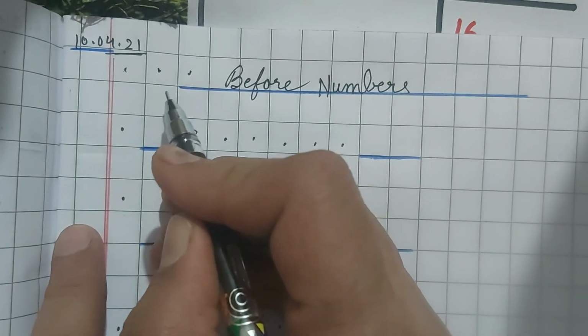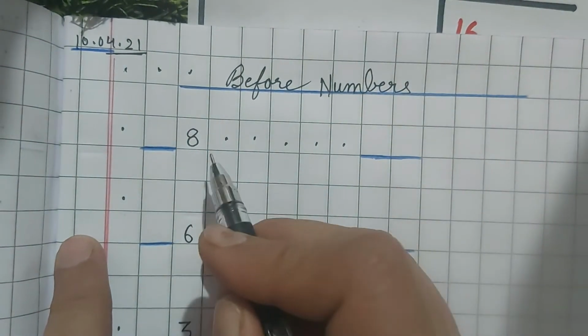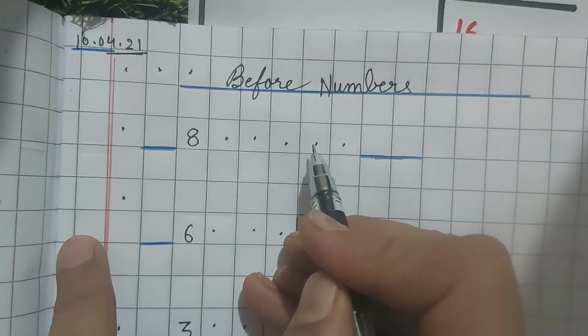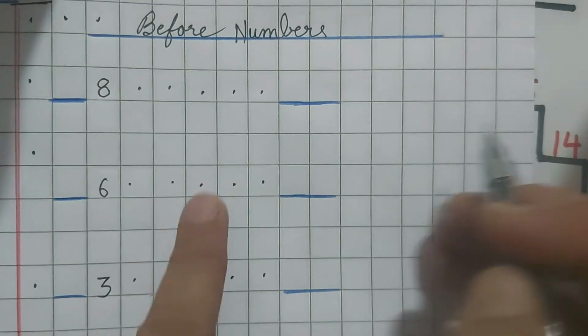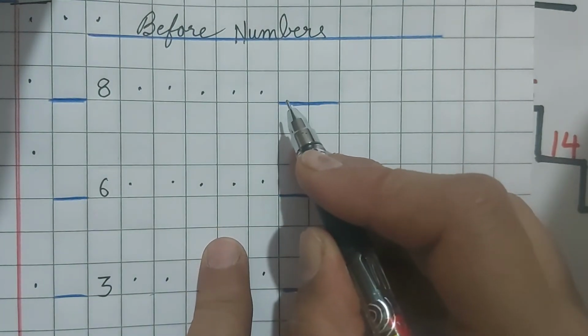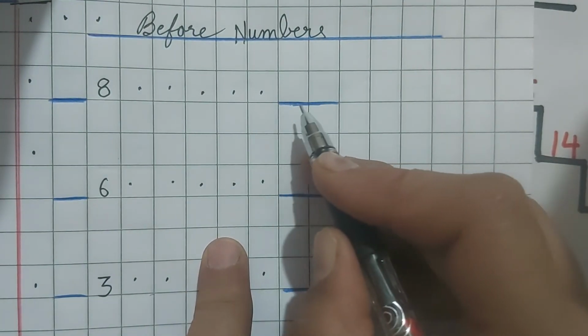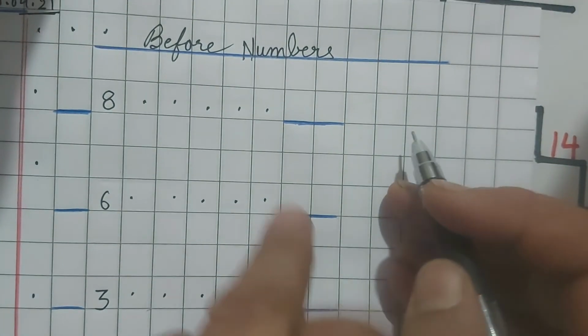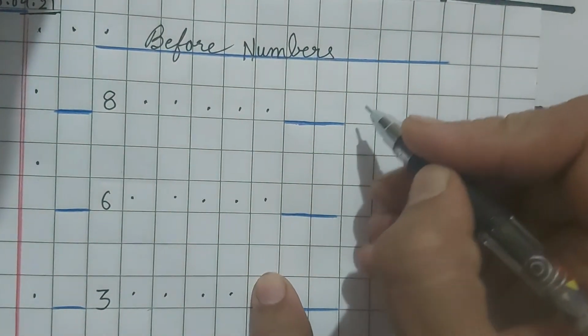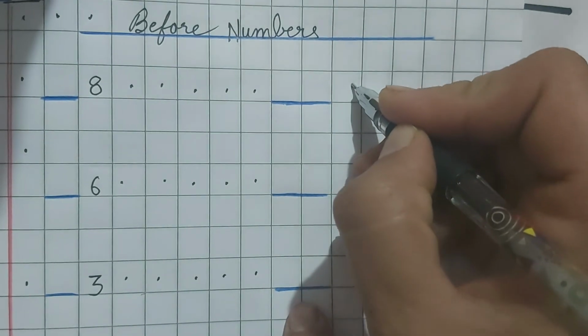8, before 8 what comes, you have to write here. Then you have to leave 5 checks. Then you have to draw a dash in 2 checks here, because here I am going to give you double digit numbers. So here the double digit number is 12.